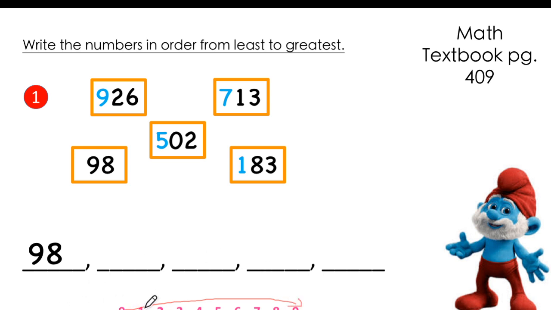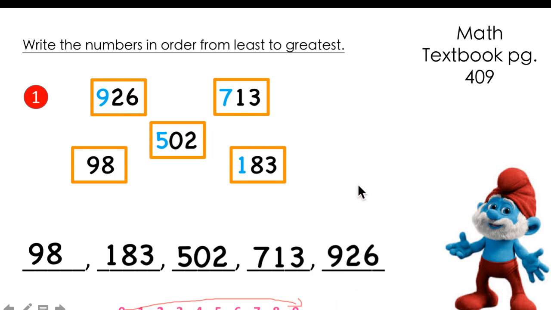Do we have 1? Yes, we have 183. Do we have number 2 in the hundreds place? No. Do we have 3? No. Do we have 4? No. Do we have 5? Yes, we have 502. That will be next in order. Do we have 6? No. Do we have 7? Yes, we do. That will be next in order, 713. Do we have 8? No. Do we have 9? Yes, we have. That will be the last one, the greatest number. Write it down.